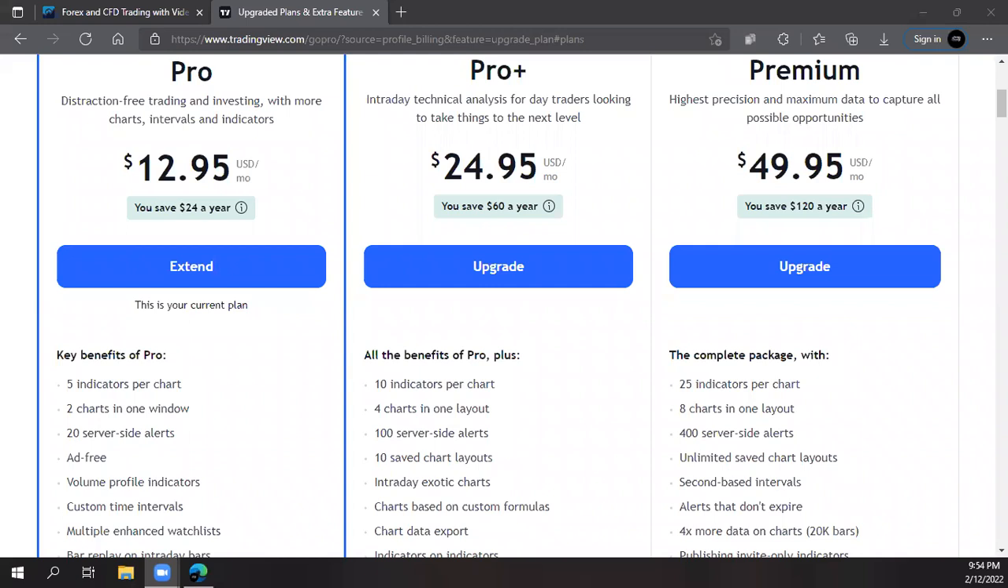Right? So what I was saying is that the different plans have their benefits. If you want to have up to 10 indicators on your chart, you can choose the Pro Plus. If you want to have up to 25 indicators on your chart, you can use Premium. But why should you be having up to 25 indicators on your chart? What's the need of that?